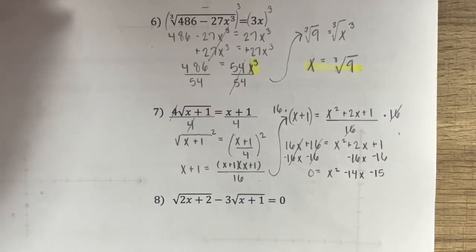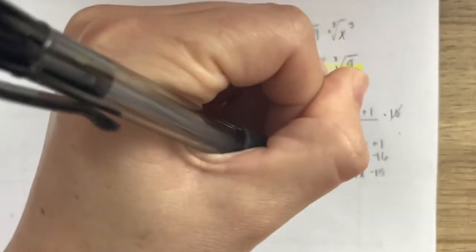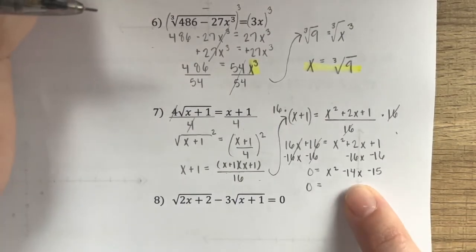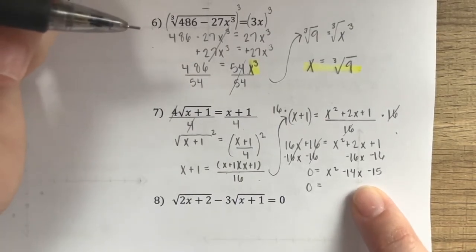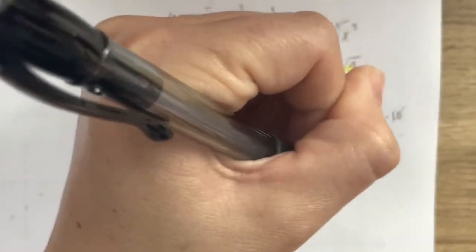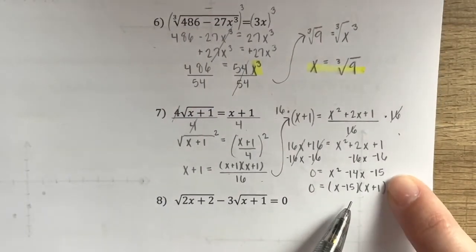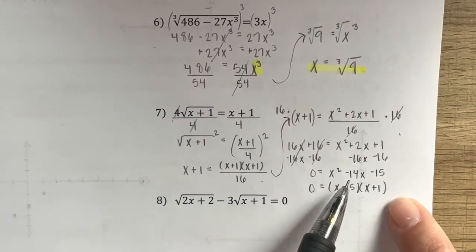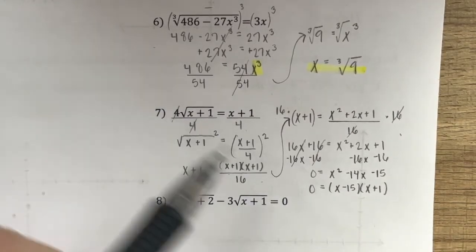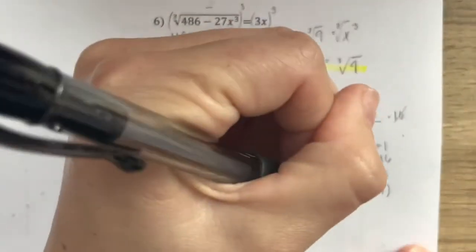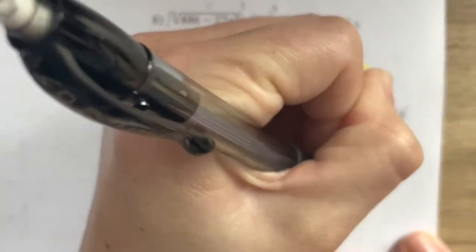And then from there we need to factor it. So I'm thinking of factors that multiply to negative 15 and add up to negative 14. So that would be negative 15 and 1. So it would be x minus 15 times x plus 1 for my factors. So negative 15 times 1 is negative 15, and then negative 15 plus 1 is negative 14, so we're good there. And then if we set each factor equal to 0 to solve, we end up with x equals 15 and x equals negative 1.